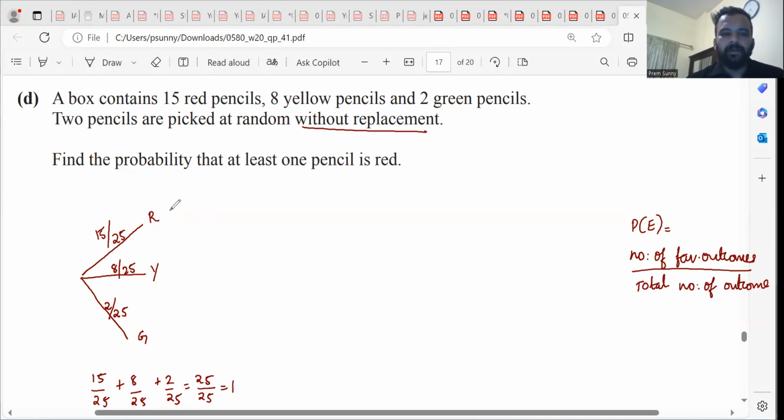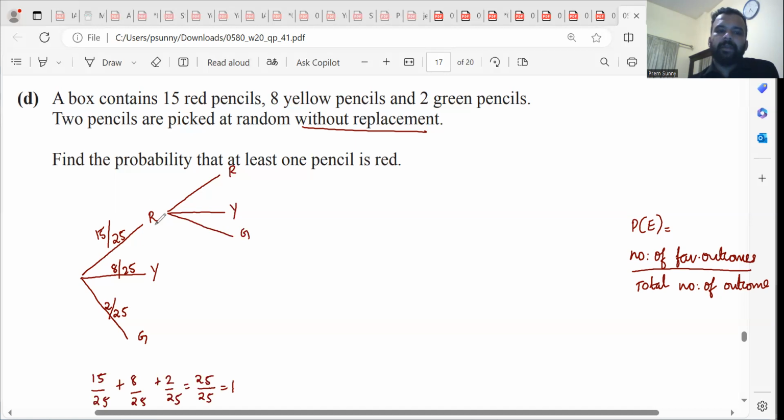Now the next part which I'm going to draw is for the second attempt. First attempt is done, all the possible outcomes are done. Now this is the second attempt, by assuming that in the first attempt I got a red. In the second attempt I can get a red or yellow or green.